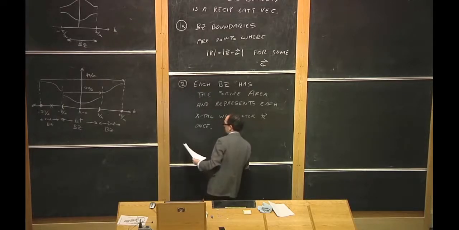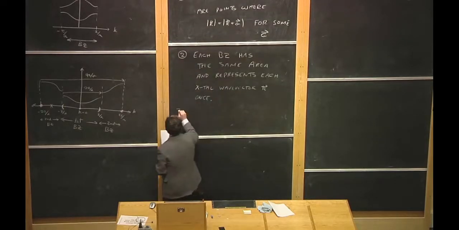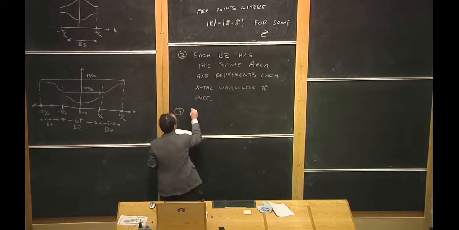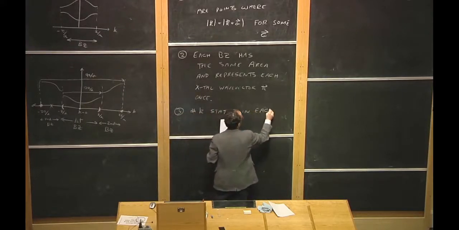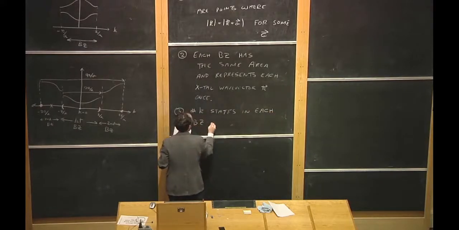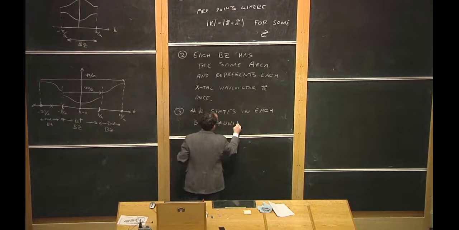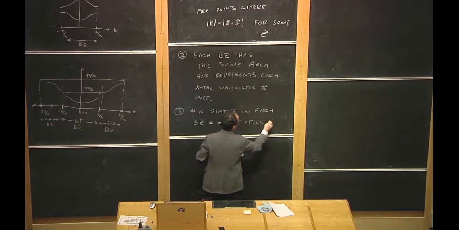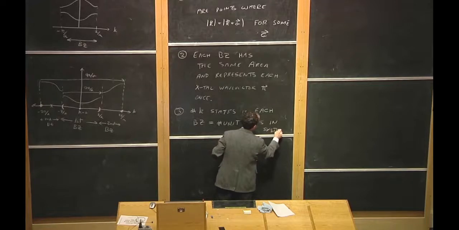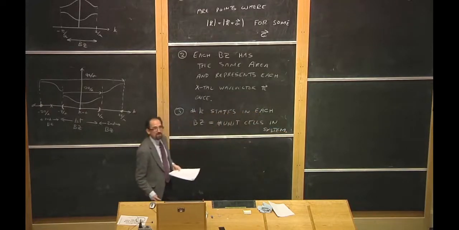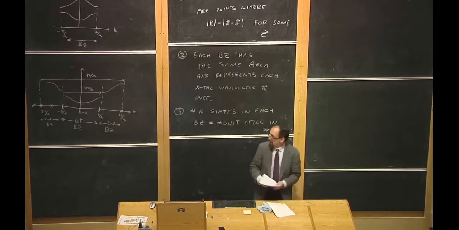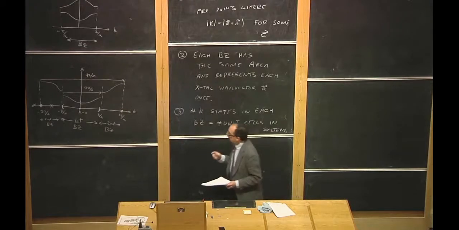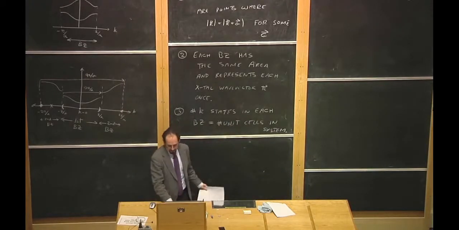The final statement, which is useful, and I think this is a homework assignment on the third homework set, is that the number of k states in each BZ equals the number of unit cells in the system. Does that sound familiar? We proved this in one dimension. I think for homework, you're supposed to prove it in 3 dimensions. It is also generally a true statement. So actually, let me do an example of this in 2 dimensions to make this more clear.